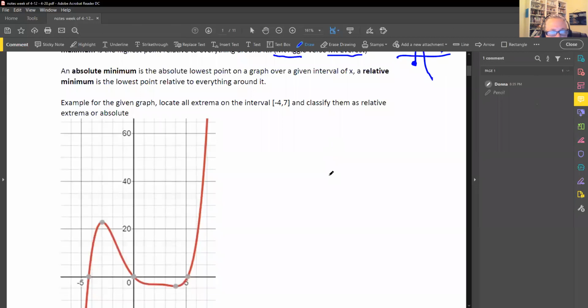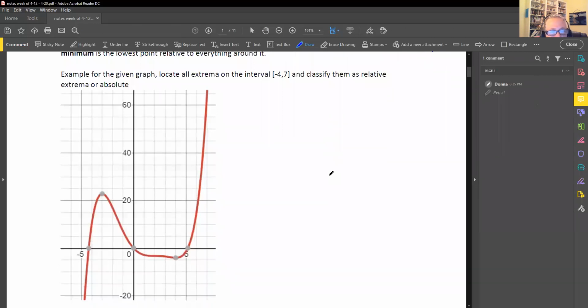So here we go. Here's a nice graph. All right, so locate all extrema and classify them as relative or absolute. So I'm going from -4, I'm not considering all of this graph, only from -4 to 7.